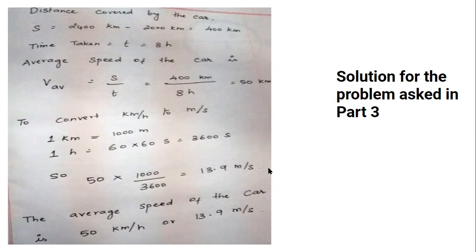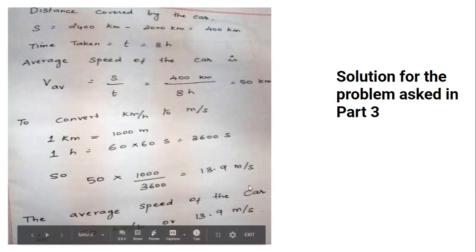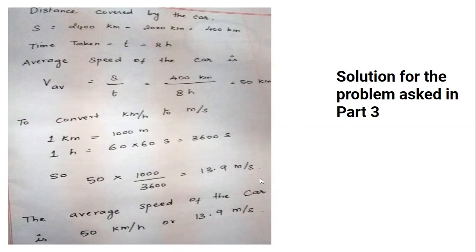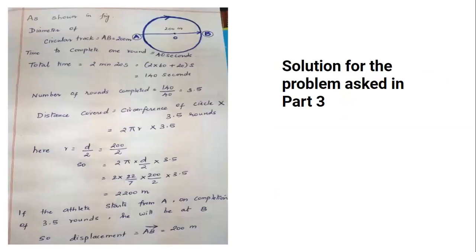I told you to calculate for 2 decimal places, in the last video itself. And you have to write the unit also. So what is the unit here? Meter per second. So the average speed of the car is 50 kilometer per hour or 13.9 meter per second. So here is the solution for the next problem.